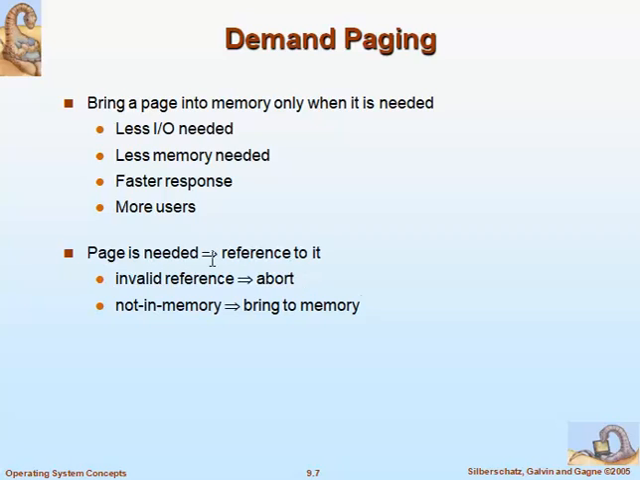Let us say the reference that is made is to a page which is not present in the memory. Whenever a page request is made for a page which is not present in the memory, first it will be checked whether the reference is valid or not. If it is invalid, the program will be aborted. If it is a valid reference and the particular page is not present in the memory, then it will be brought from the disk to the main memory. We will talk about this in the subsequent slides.